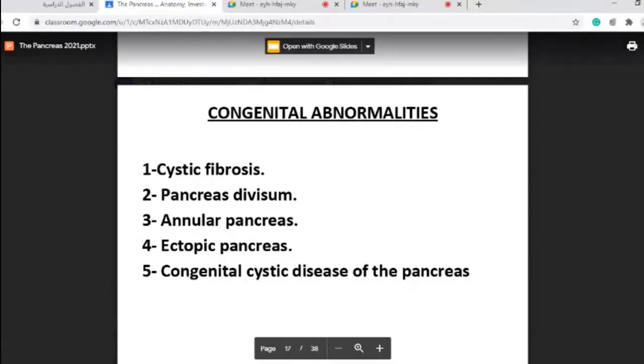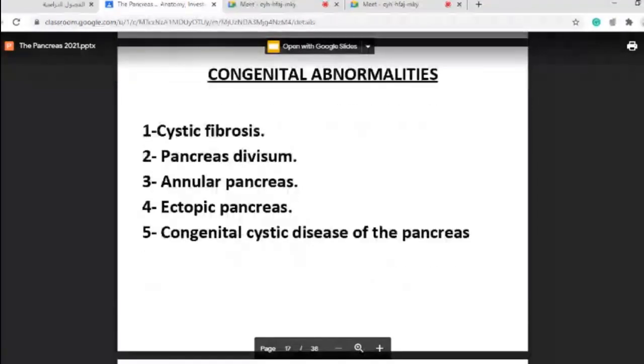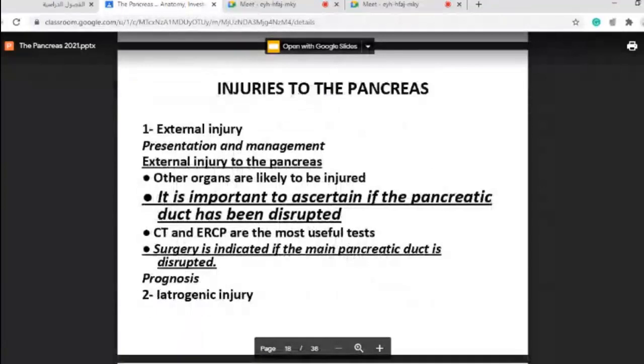So, in the congenital anomalies, we have a lot of congenital anomalies of the pancreas, like cystic fibrosis, pancreas divisum, annular pancreas, ectopic pancreas, and congenital cystic disease of the pancreas. These are congenital diseases of the pancreas. Definitely, you are studying them in the congenital anomalies of the GIT.